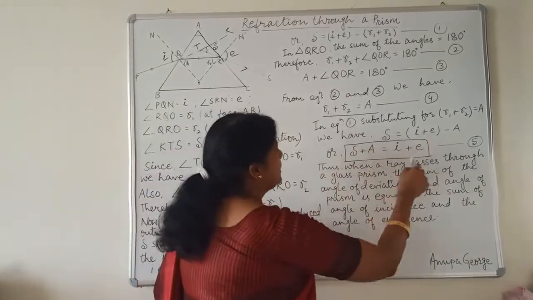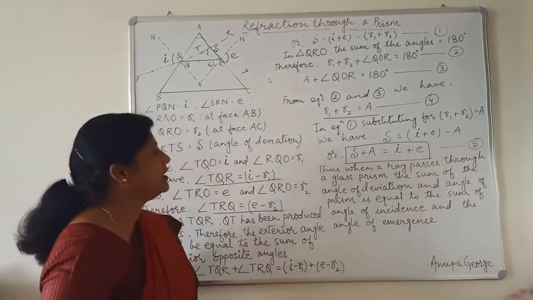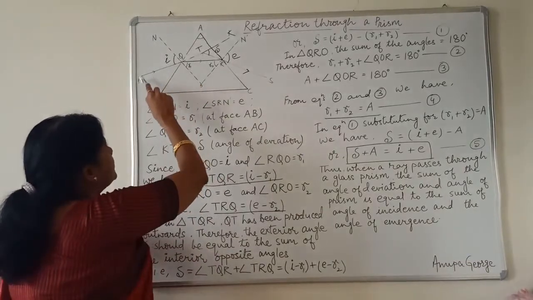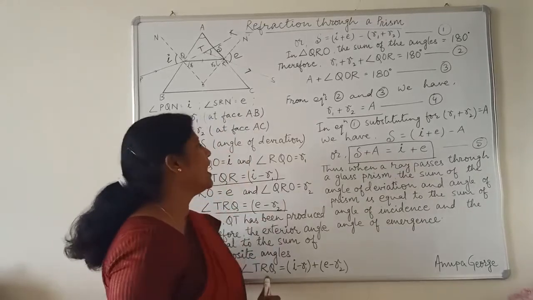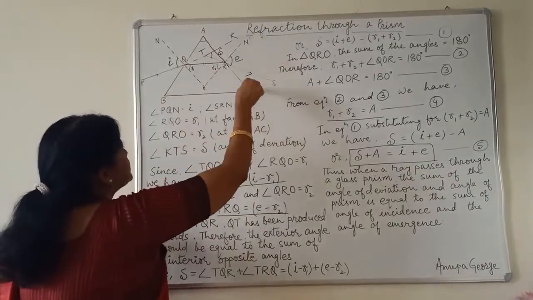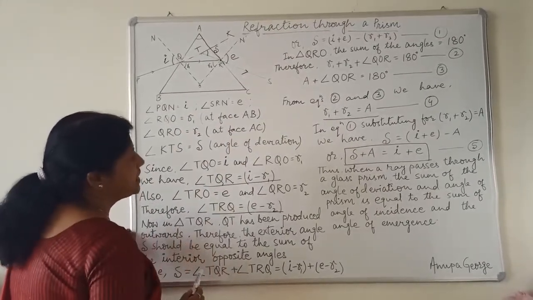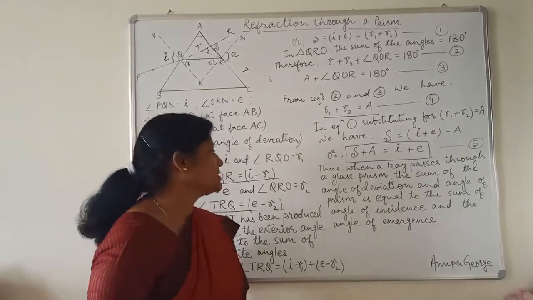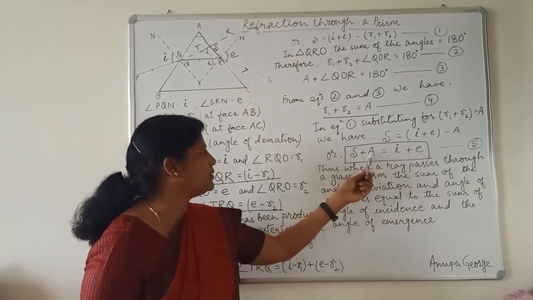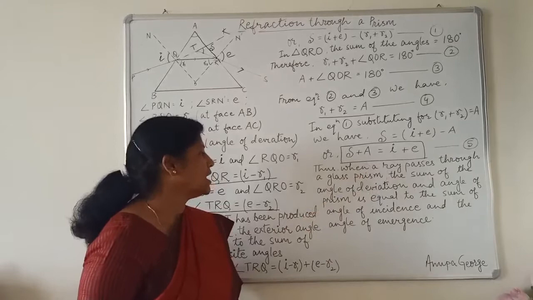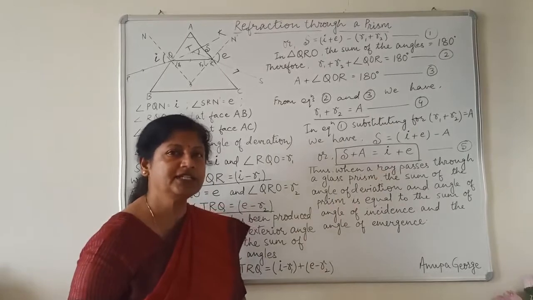Now see, put it as equation number 5. Thus, when a ray of light PQ passes through a glass prism, ABC is a glass prism, the sum of the angle of deviation and the angle of prism is equal to the sum of the angle of incidence plus the angle of emergence.